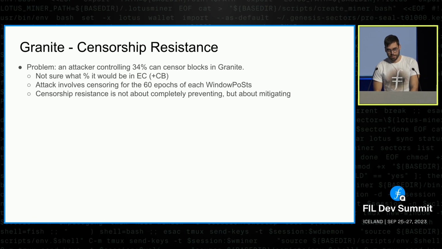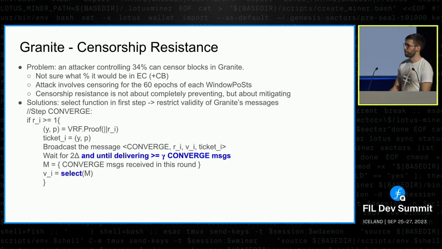But censorship resistance is something that is impossible to prove because it depends on ensuring fairness in consensus protocols, and that's virtually impossible to solve. It's actually been proven. So it's not about full prevention, it's about very effective mitigation. And the way we mitigate it is thanks to the message validation. So this is just the more detailed specification of the first step.